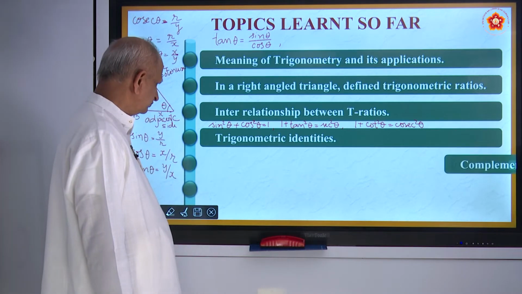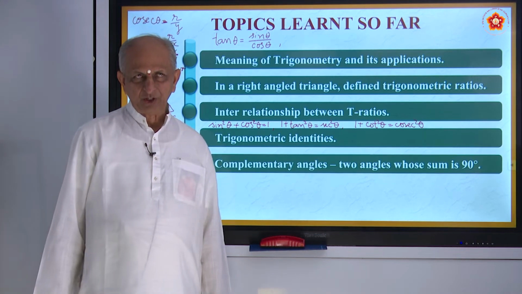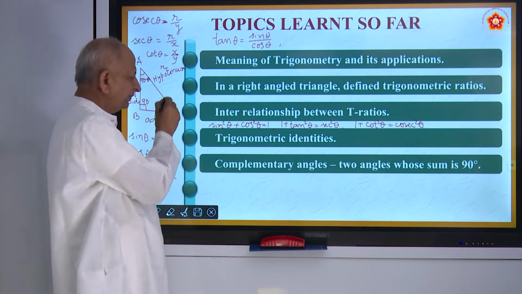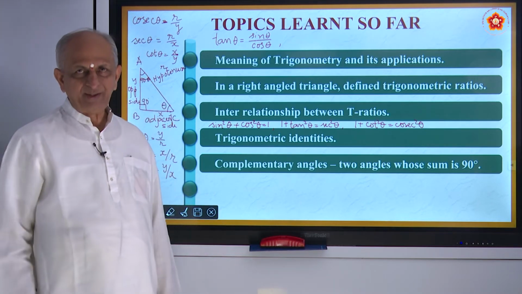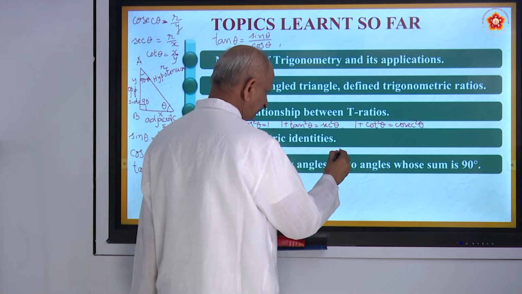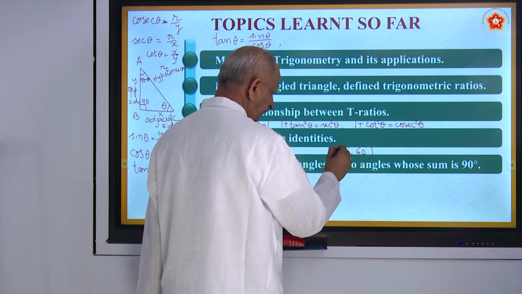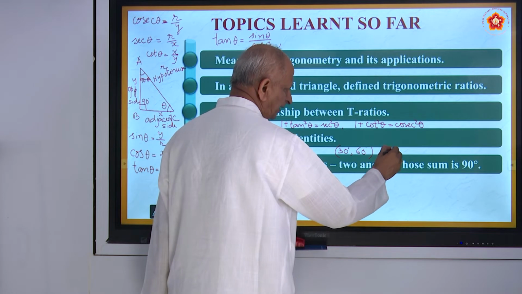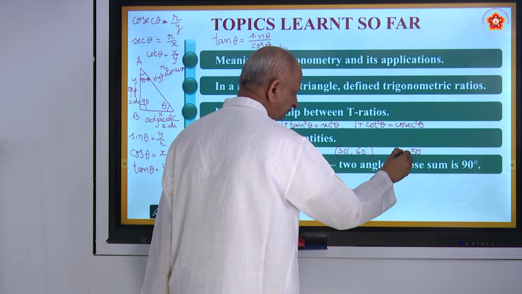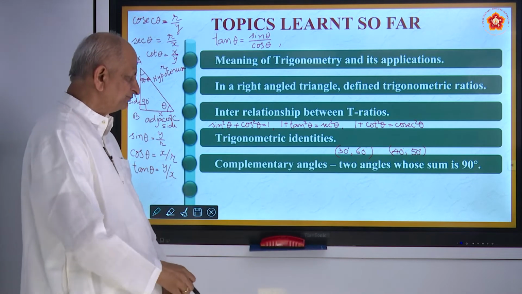Is it not? And also you studied about complementary angles. What do you mean by complementary angles? If the sum of the two angles is 90 degrees, we call them complementary angles. If one angle is 30 degrees, the complementary of 30 is 60. Is it not? Suppose one angle is 40, complementary of 40 is 50. Like that, they are called complementary angles.